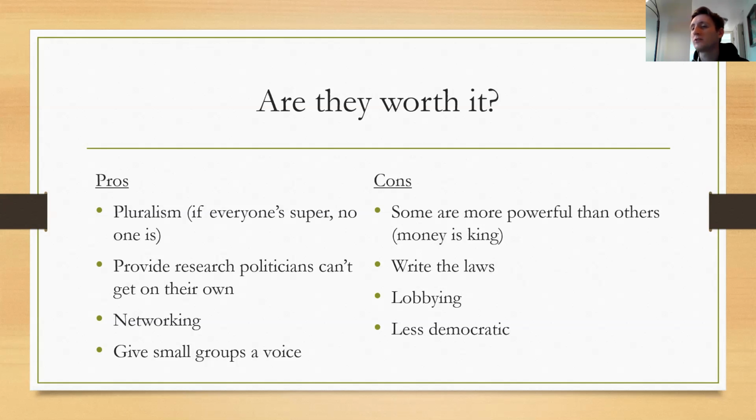Money buys advertising. Advertising buys opinions and shapes the public agenda more than anything else. And some interest groups are wealthier than others. The idea that everyone is super doesn't really work if some people's superpowers are way better than everybody else's. Like if one person is indestructible and can't die, and then one other person can just lift a little more weight than others, one's better than any other.